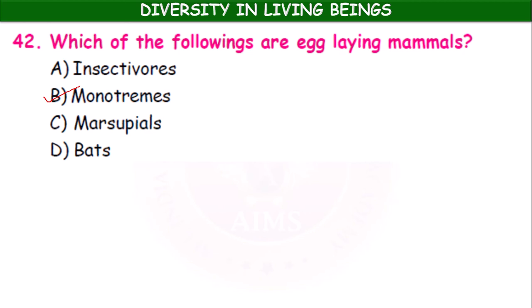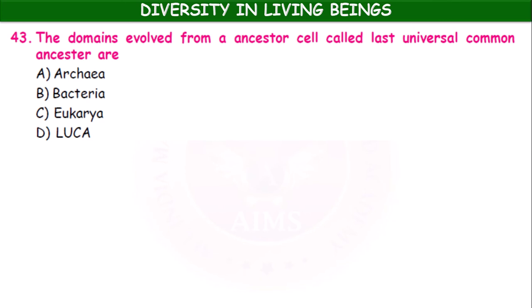Okay, children. Next, the domains evolved from an ancestor cell called last universal common ancestor are archaea, bacteria, eukarya, and LUCA.